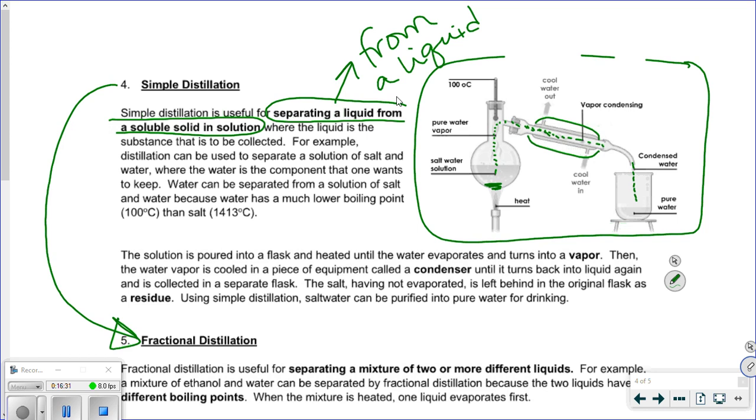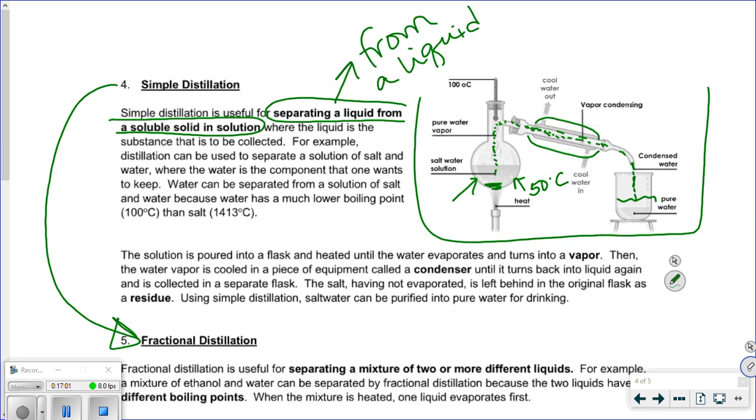But the same thing happens if you're trying to separate one liquid from another liquid, okay? So if I kept this guy, say I kept it at 50 degrees, okay? All of my methanol would come off and collect into here, okay? And then what will be left here is the water, because it's not going to turn into a gas until it's 100 degrees, okay?